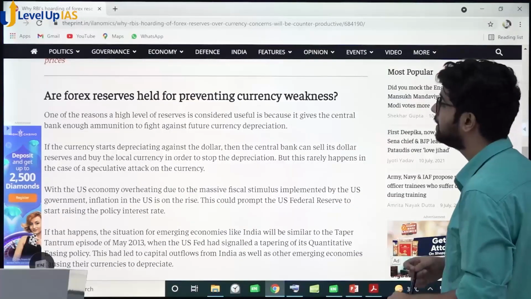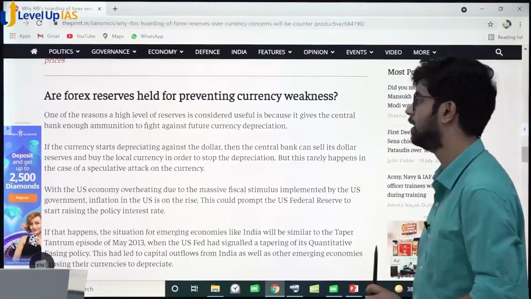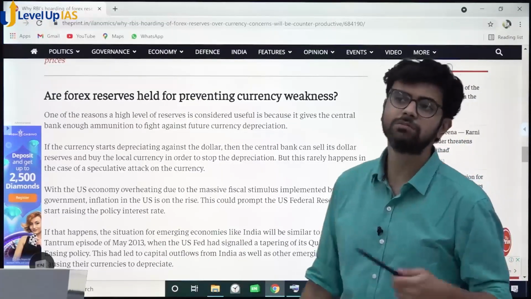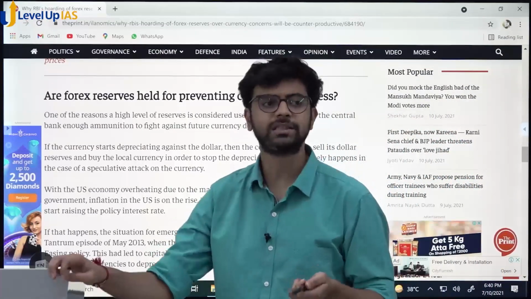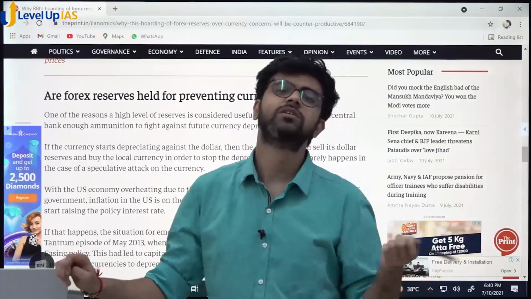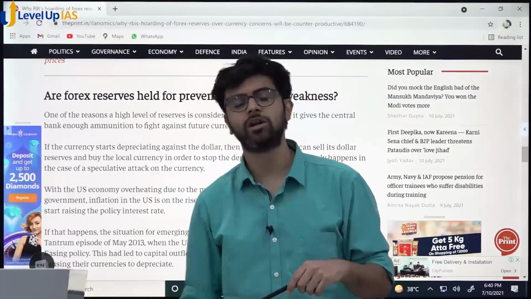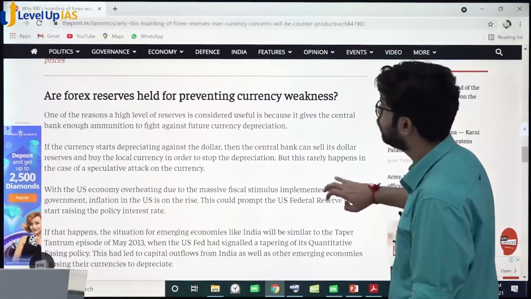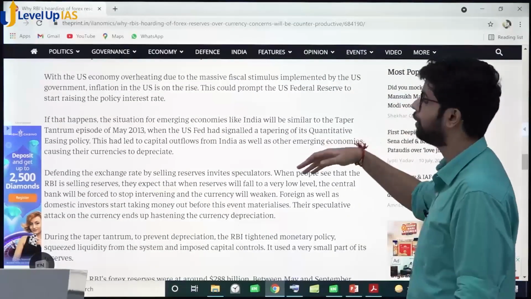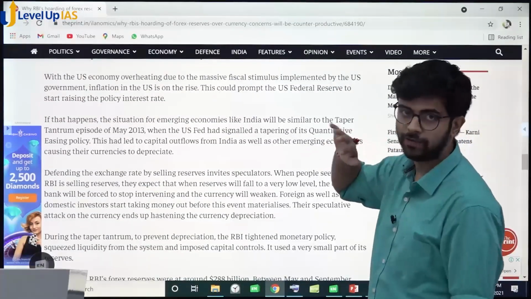But this rarely happens in case of a speculative attack on the currency. Because RBI knows that this is speculation. RBI knows that this deficit is only on account of speculative trade transactions, not on account of investments. When the with the US economy over now, we are going to the US.